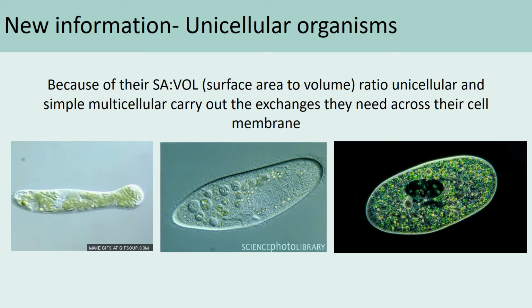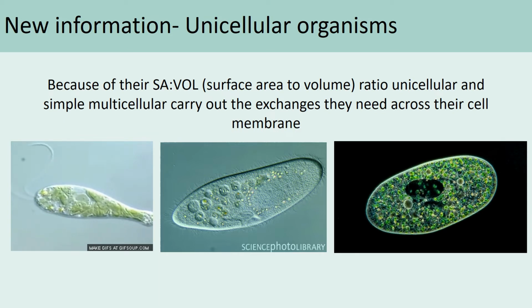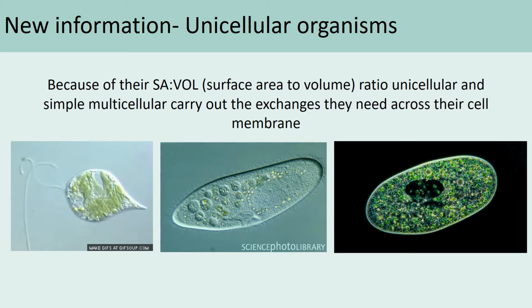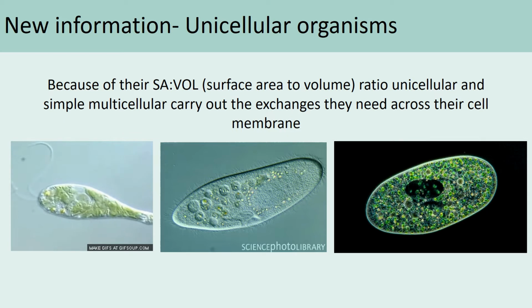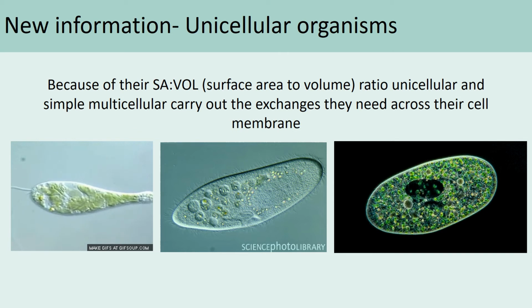So because unicellular organisms are so small, it means that they've got a very large surface area compared to their volume. Okay, so if you break something down, it increases its surface area compared to its volume. Now, because it's got such a large surface area, it means that unicellular organisms can just get everything that they need through their cell membrane. Any oxygen that they might need, any nutrients that they might need can just pass through the cell membrane.